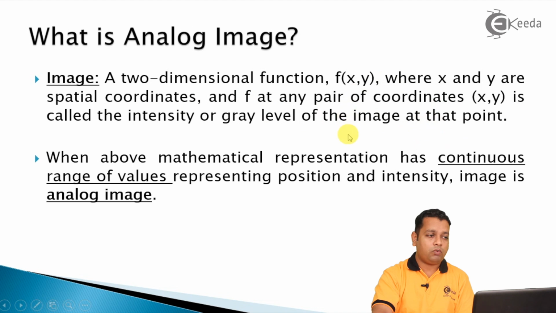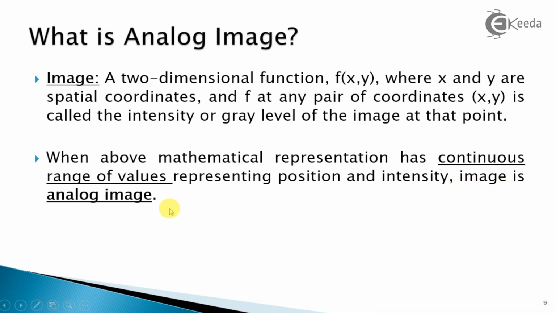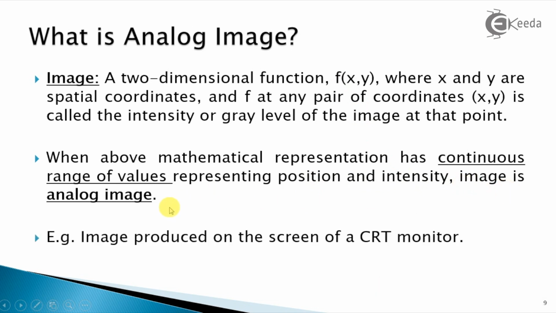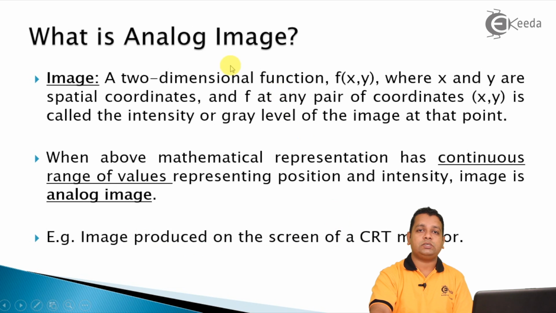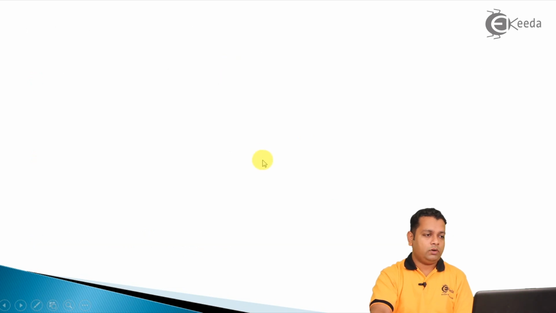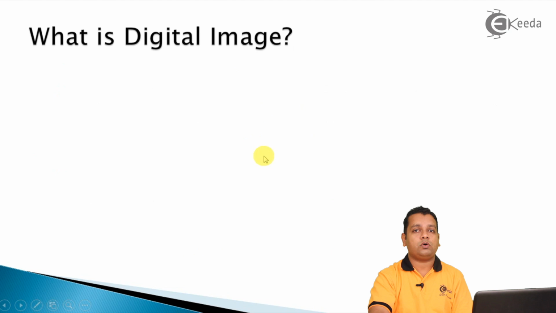The additional condition for the image to be an analog image is that these representations have a continuous range of values for f, x and y, representing the position by xy and the intensity by the parameter f. At that time we can say that the image is an analog image. An example of an analog image is the image produced on the screen of a CRT monitor. The storage requirement for such an analog image is high memory. Further, we can talk about the digital image, which is of more concern to this particular subject, digital image processing.